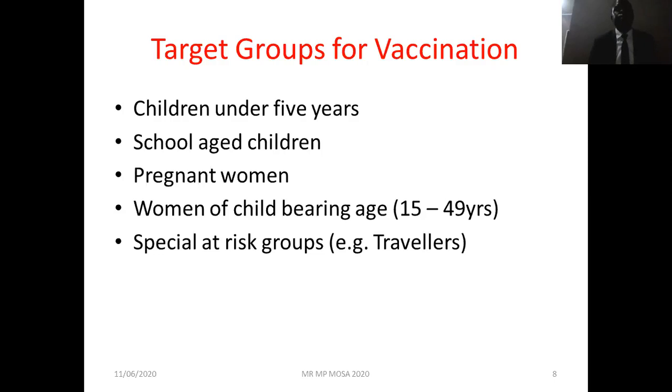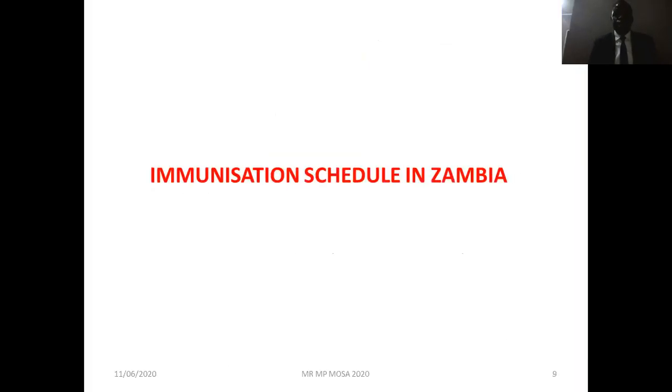We've heard most of the time people being given the yellow fever vaccine. If you are traveling to a place where yellow fever is quite common, you'll be advised to be vaccinated against yellow fever so that you are protected against that disease. So these are some of the target groups which these vaccines are targeted at. Let us look at the immunization schedule in Zambia.